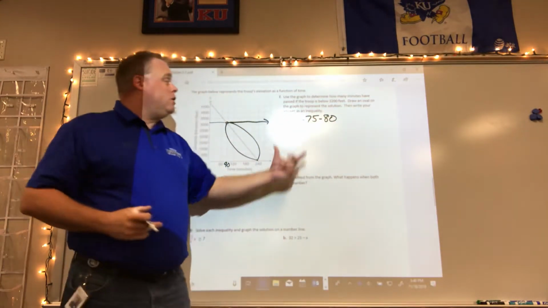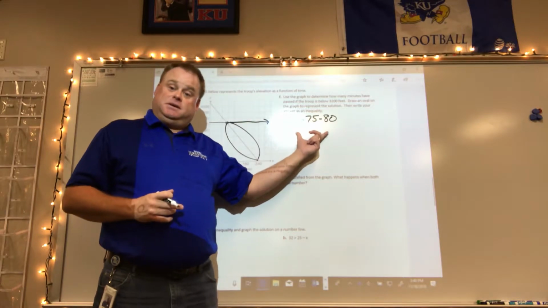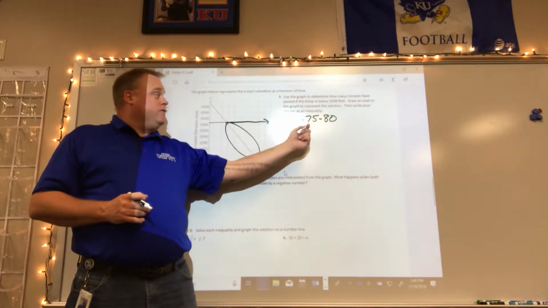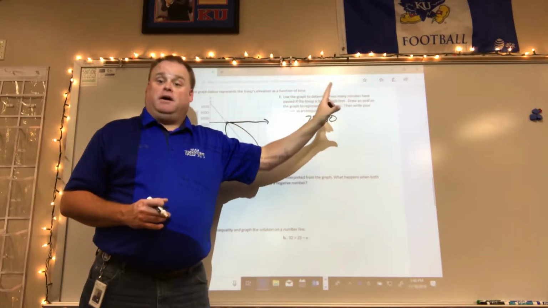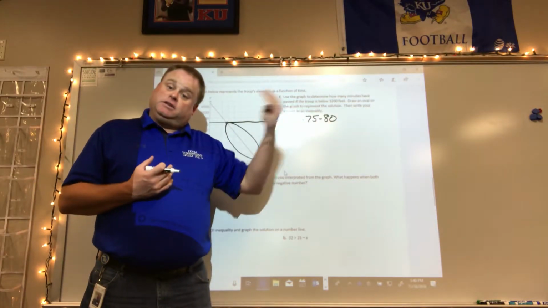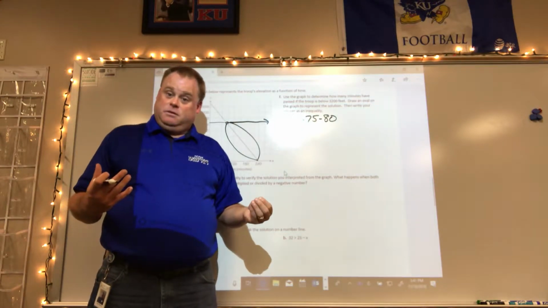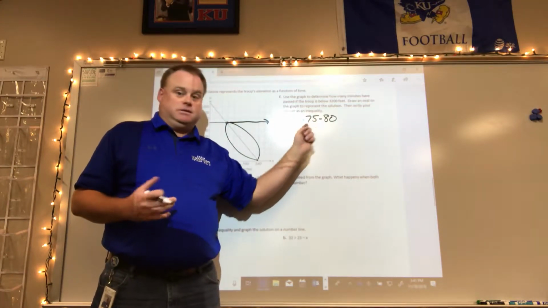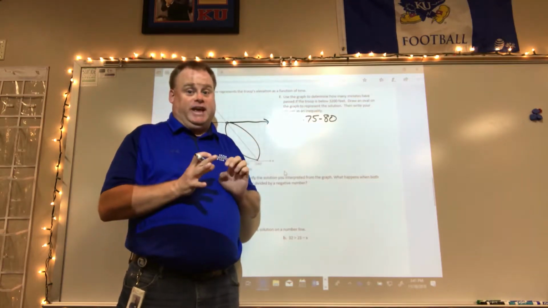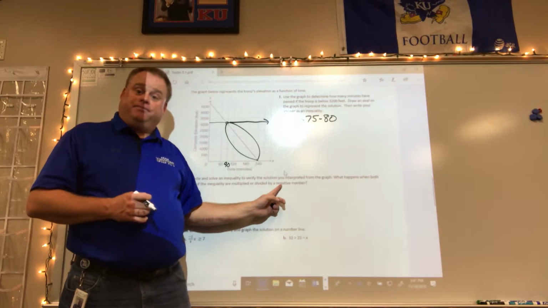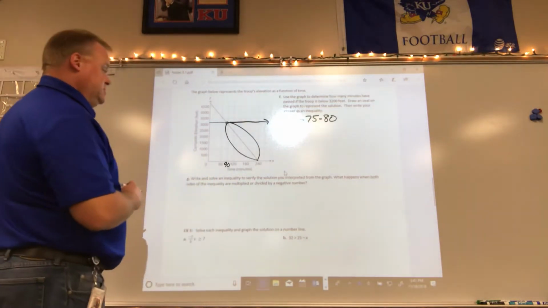Okay? All I'm doing is making an educated guess based on the graph that anywhere from 75 minutes or above, I'm going to be below 3,200 feet. Everybody understand that? Okay, so this is just a guess, an educated guess, because now we're going to find it algebraically.